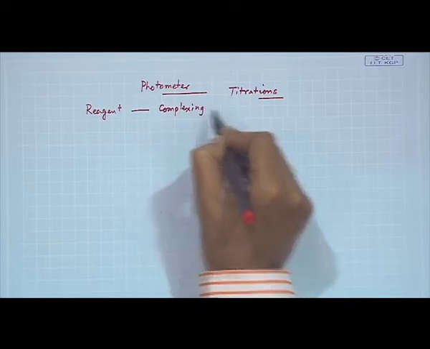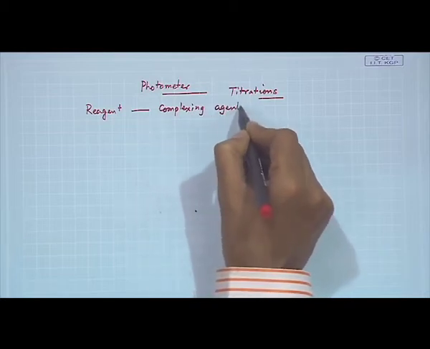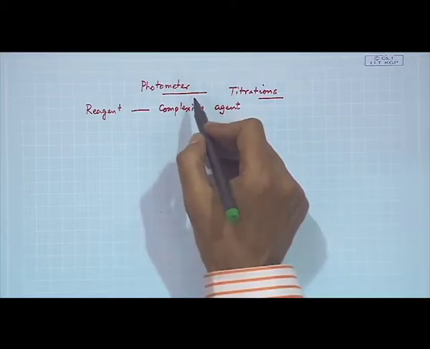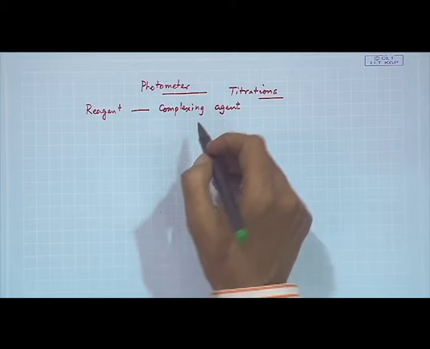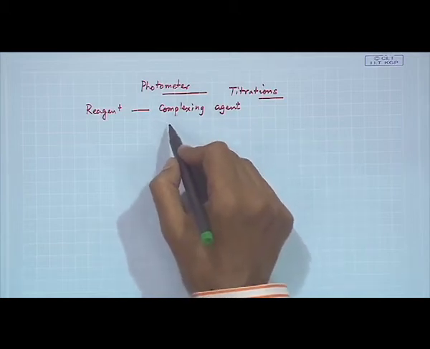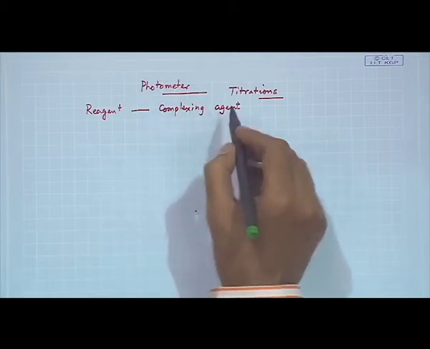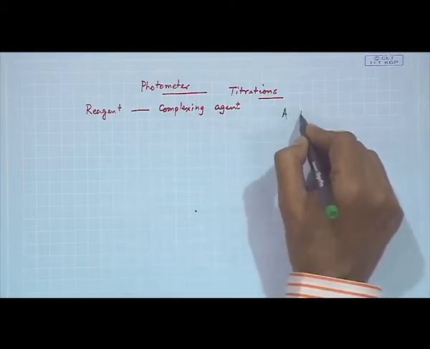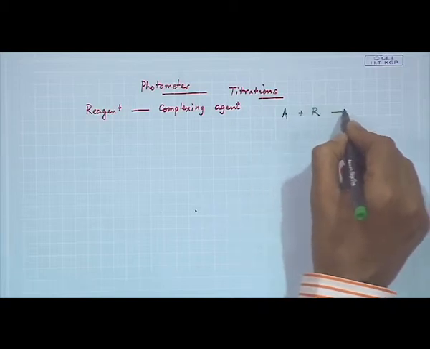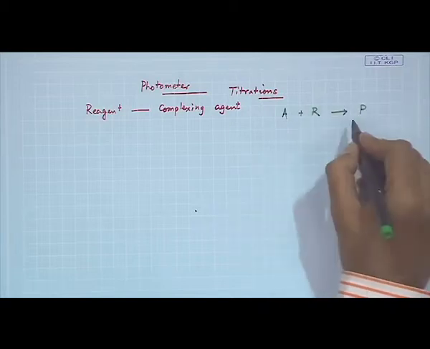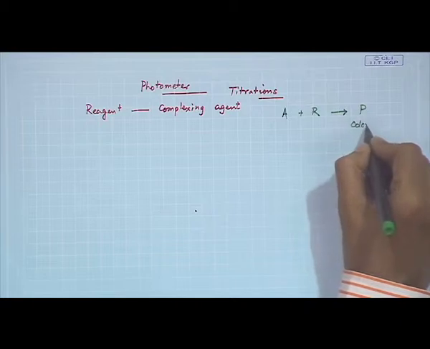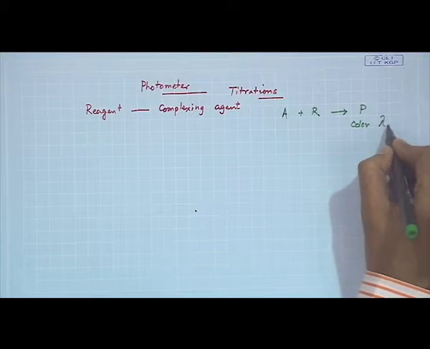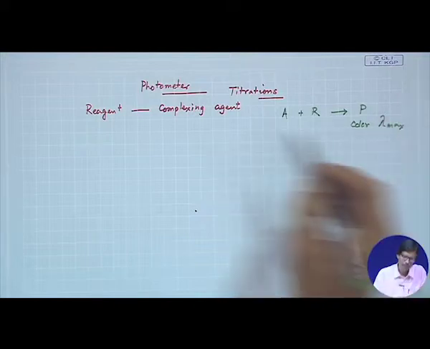So, what is that? That means, like our chromophoric agent, what we have been talking about in some previous classes, where we have seen that the chromophoric agent can react with some analyte, giving you some product, and the product has some specific color which can absorb at a particular specific wavelength, lambda max.